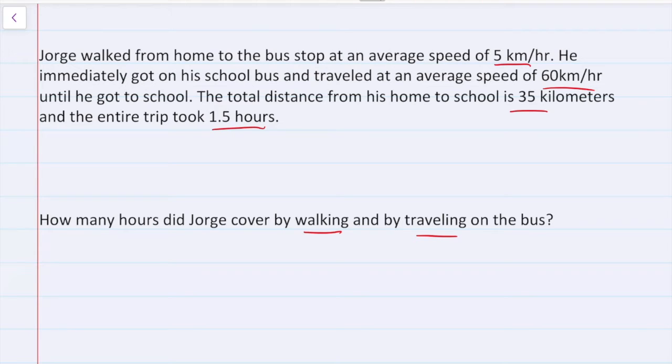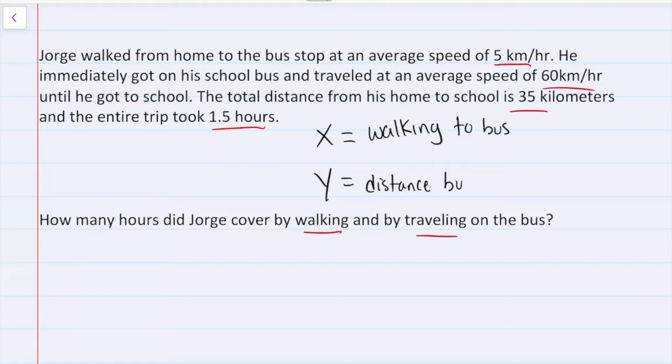Well, the first thing we have to do, guys, is label our variables, our x and y. You could say the x could represent the walking to the bus, wouldn't you? Could that be how much distance it was from home to the bus stop? And what about the y? Could the y be the distance from the bus stop to school? So maybe those could be our variables.